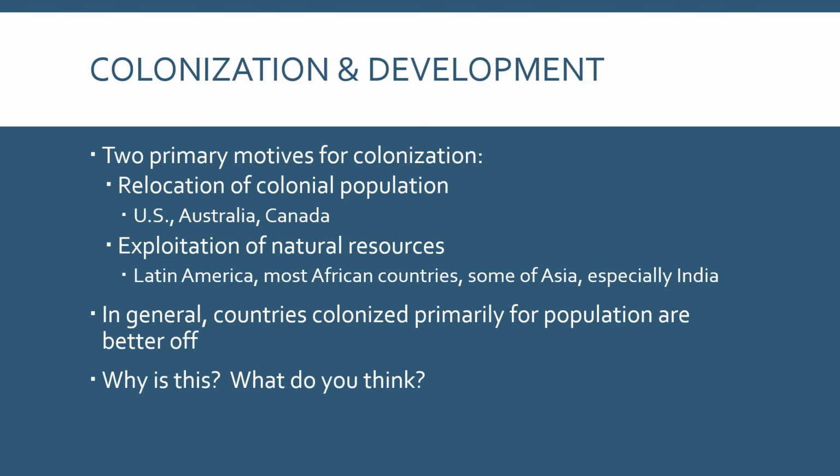Britain had a totally different reason for colonizing India. They wanted tea, they wanted spices, they wanted a route to the west or to the east, all of those kinds of things. They wanted land, but they mostly wanted natural resources. Same with Africa: precious metals, coal, things like that. In general, the colonies that were colonized for population are more developed than the countries that were colonized for exploitation of natural resources. You can think about that on your discussion board. Another thing you could talk about is, why do you think that is?